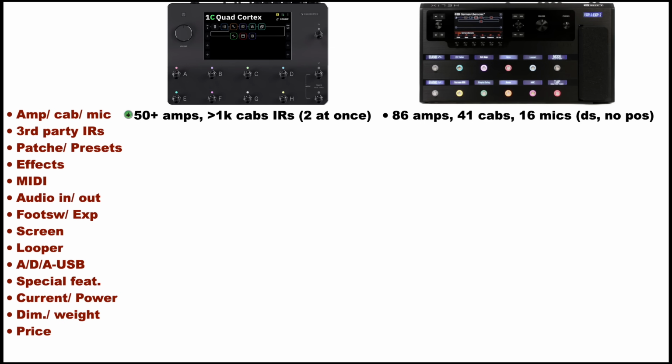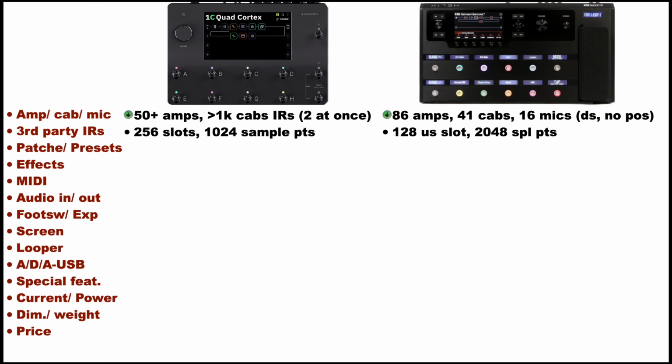So I would say that they are on par, as the Helix offers more amps, but the Quad Cortex offers more mic options, like the possibility to change the position of the mics, as I was saying. Both the units offer the possibility to load third-party IRs, and we have 256 user slots in the Quad Cortex and 128 in the Helix.